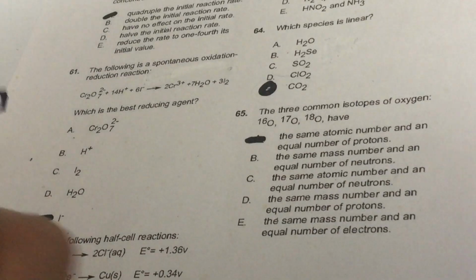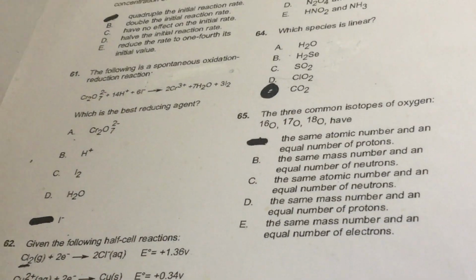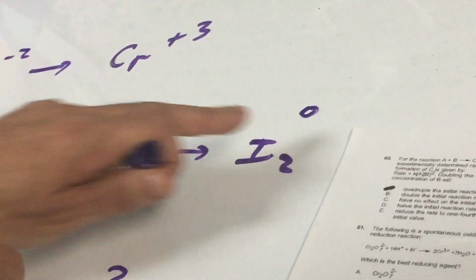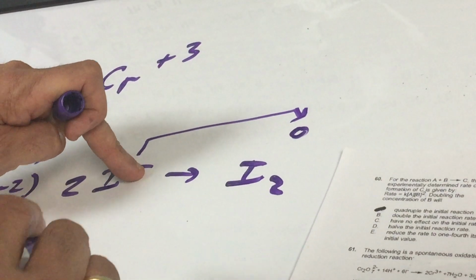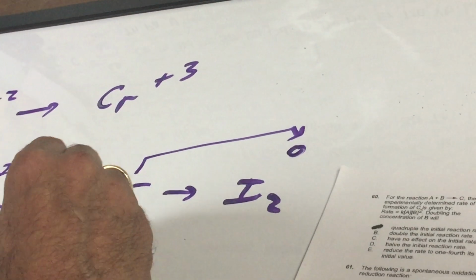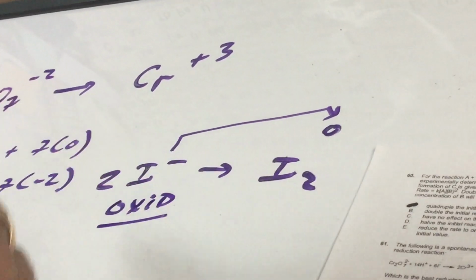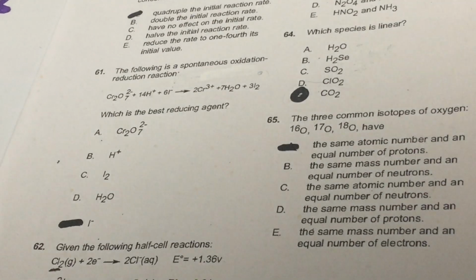If you go to I minus, and as you guys can see, forget the coefficients. It's an I minus going to an I2. So if I just put a 2 in front of it, anything that's diatomic is a 0. So you can see that this number is going up. It's going from a minus 1, it's going up. Therefore, it's being oxidized. And if it's oxidized, it's the reducing agent. So the answer is I minus.